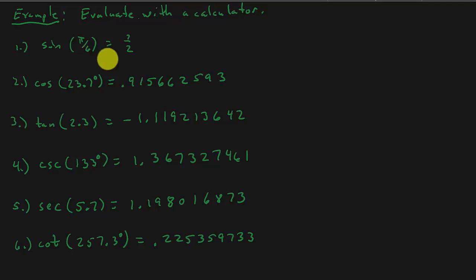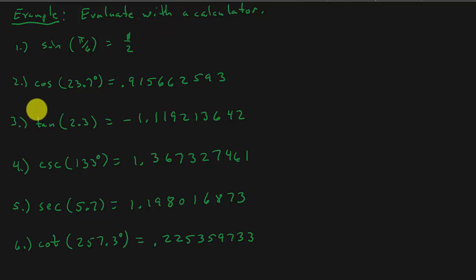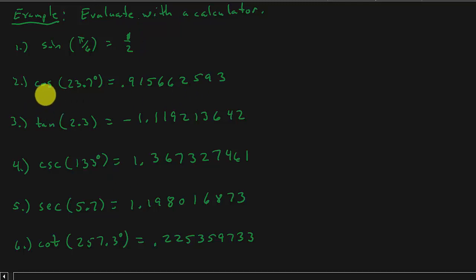So that's one you wouldn't put in your calculator. You would just know it's 1/2. I know that this kind of doesn't look like a 1, does it? But it is. That's a 1 right there. All right, and then the rest of them, just type in cosine 23 degrees.